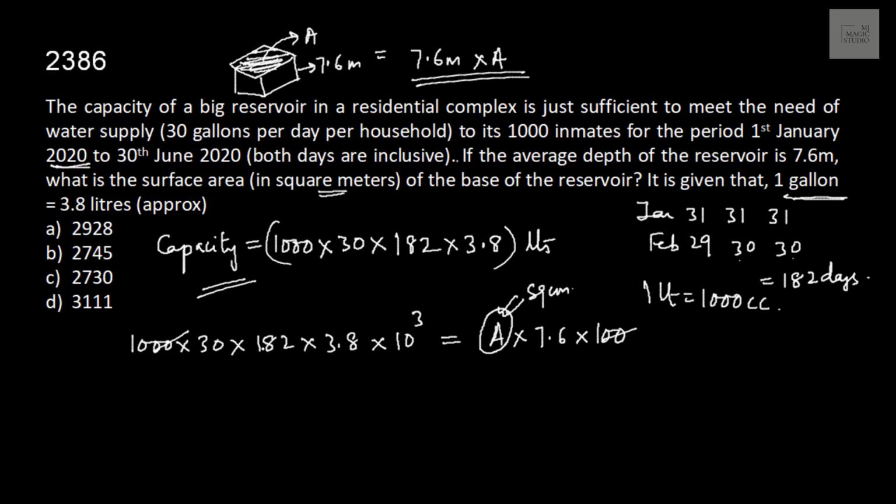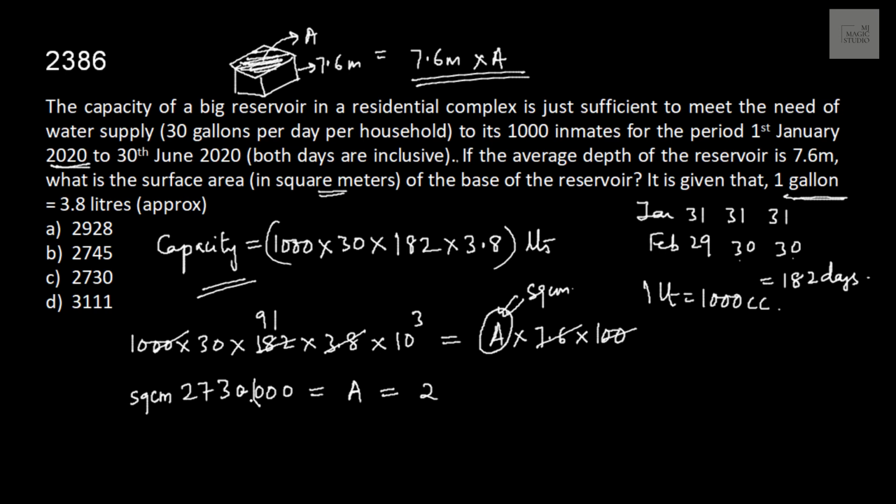Cancel it out. 3.8, 7.6 is 2, 2 is this, 91. 91 into 3, 2730,000. That is equal to A. This is in square centimeter. To convert this into square meter, we will take out 4 zeros from it.